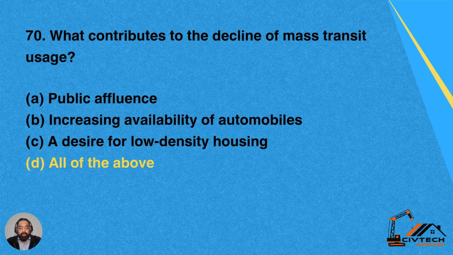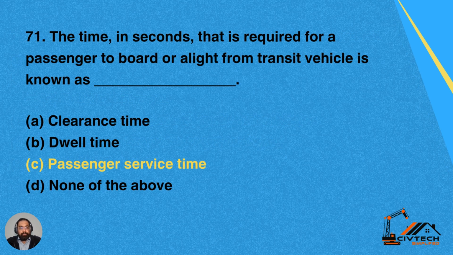Question 70. What contributes to the decline of mass transit usage? Option A, public affluence. Option B, increasing availability of automobiles. Option C, a desire for low density housing. And option D, all of the above. So the factors which contribute to the decline of mass transit usage are all of the above. So D is the correct answer.